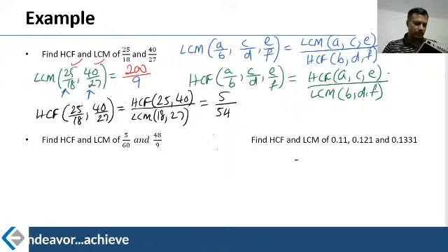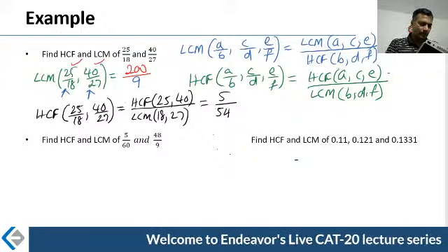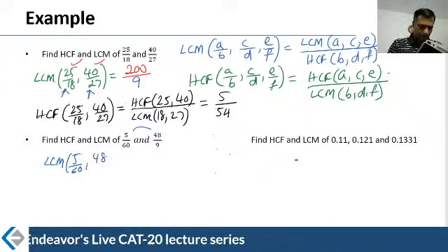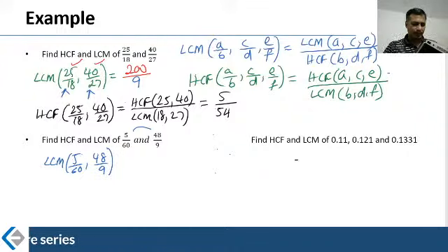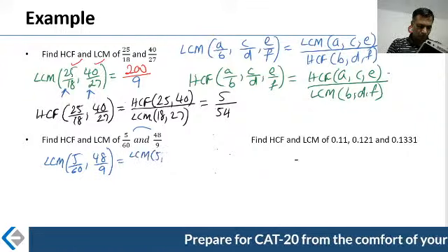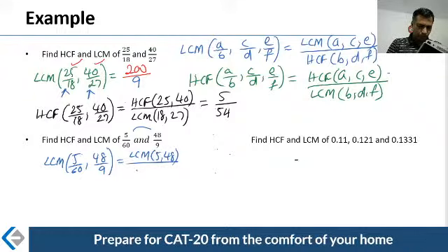Let's take another one at the bottom. By now you already have the hang of this. Do it with me: HCF and LCM of the given fractions. Let me find the LCM of the fractions 5 by 60 and 48 by 9. The LCM of the numerators, 5 and 48, and the HCF of the denominators, 60 and 9.